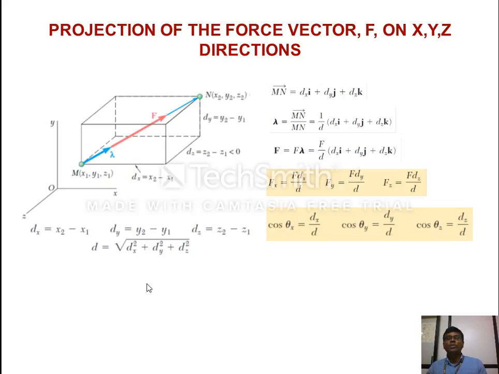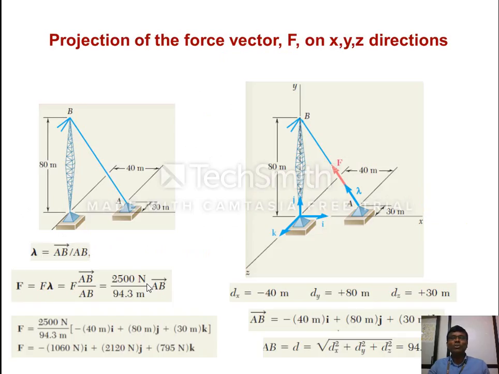In fact, if you know the magnitude of the force and you know the unit vector which is acting in this direction, then you simply find the unit vector from the position vectors and multiply that with the force magnitude. You will get the resolved components, fx, fy, fz. Okay, so that's how you have to go about it.